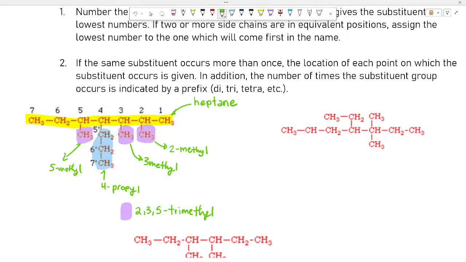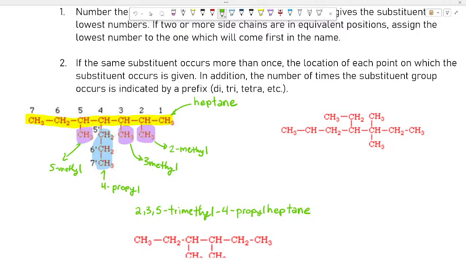So now it's a 2,3,5 trimethyl, and then what comes next? 2,3,5 trimethyl, 4-propyl heptane. You will note that there's no spaces, commas between numbers if they're next to each other, dashes between numbers and words. Does that make sense?